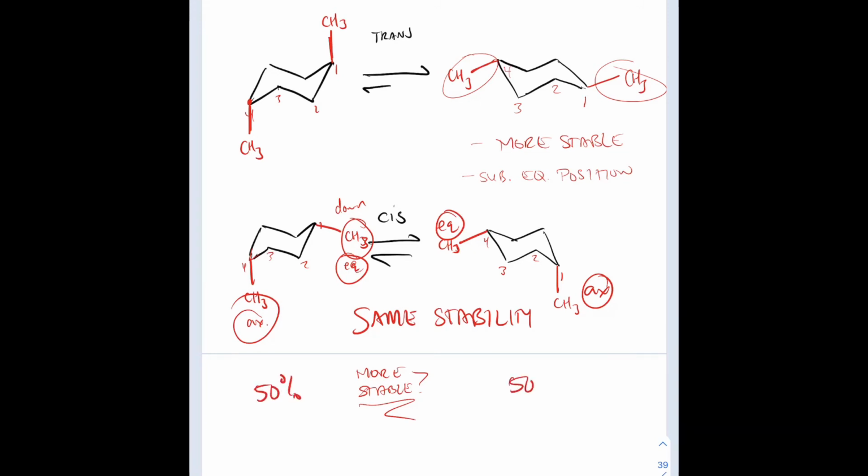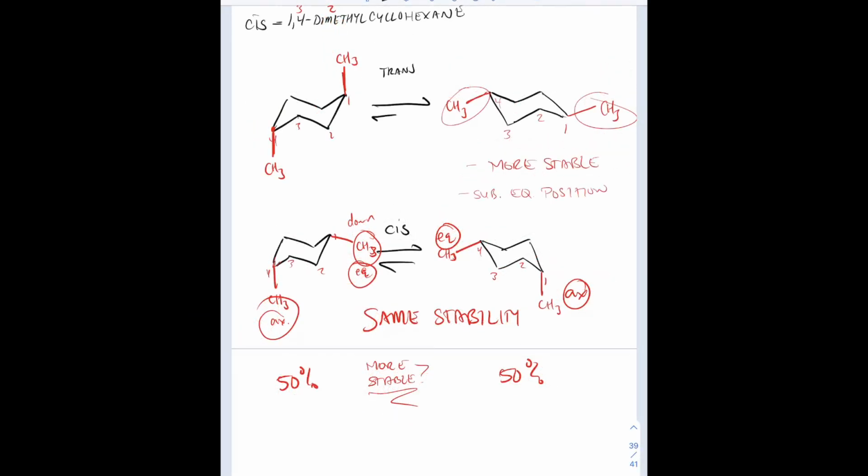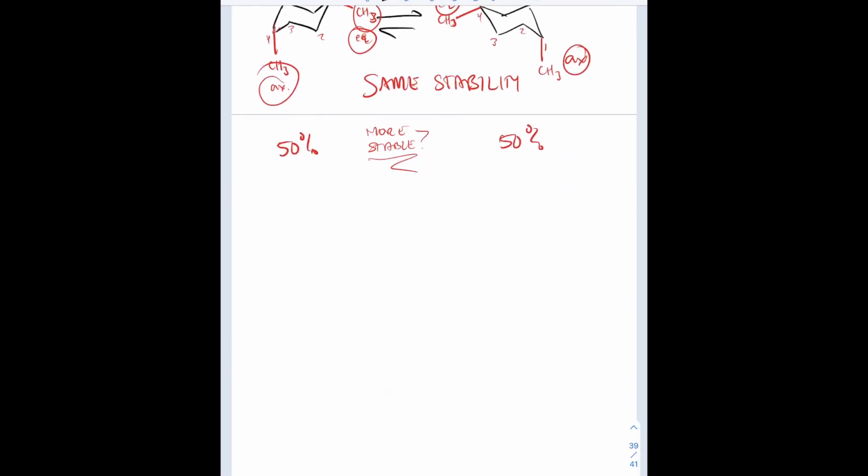Okay, so this would actually be a 50% population of this, and then a 50% population of this guy. All right, let's see if that's the case for a different type of di-substituted cyclohexane. So since we are on the dimethyl cyclohexane game, let's take a look at not the 1,4, but how about the 1,3?